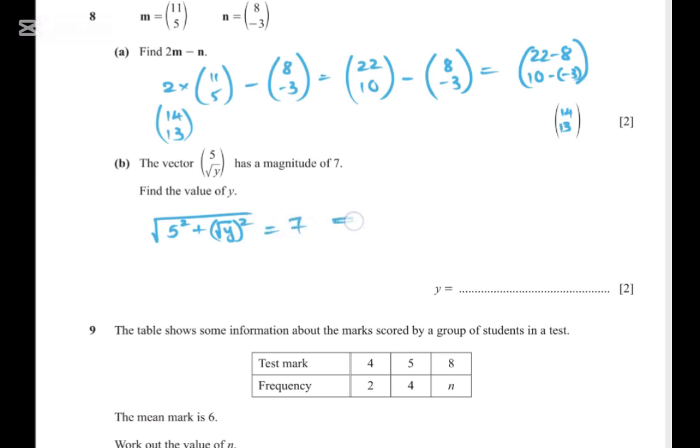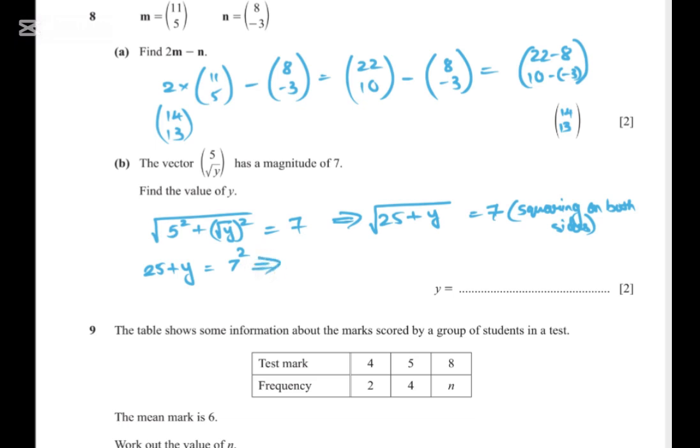So now this will be the square root of 25 plus y, because y is already under root. When you square it, it is y, and that is 7. Now we cannot find the value when something is under a root, so squaring on both sides, the square root goes from the left hand side, and 7 squared is 49. Now 25 plus y is equal to 49. That means y is equal to 49 minus 25. So 49 minus 25 is 24. Answer is 24.